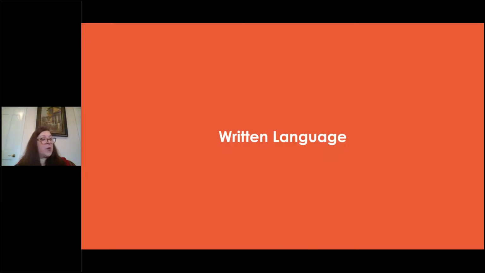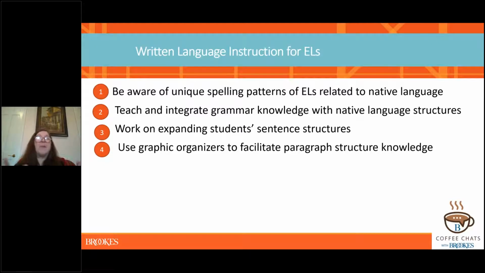We also know in chapters 9 and 10, we're going to really address spelling development for English learners, and we're going to really talk about written language. And I kind of combined this just for the sake of time, but there's much that we need to be aware of for the unique spelling patterns of English learners that are related oftentimes to their native language knowledge. And so we can capitalize upon that.